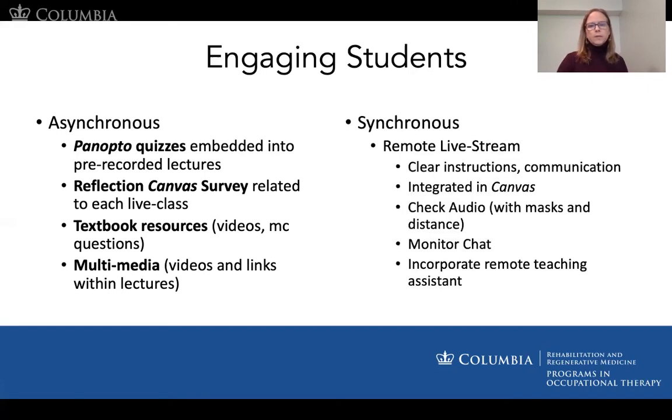images. And then from the synchronous perspective, this was again in person was everything it had been, but then the remote live stream was successful due to the clear instructions and communications with students ahead of time. It was integrated into Canvas, so when they logged onto the Canvas site for my course, they had access to the information that was there.